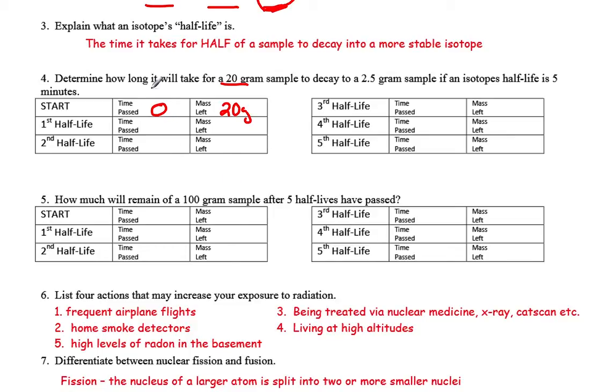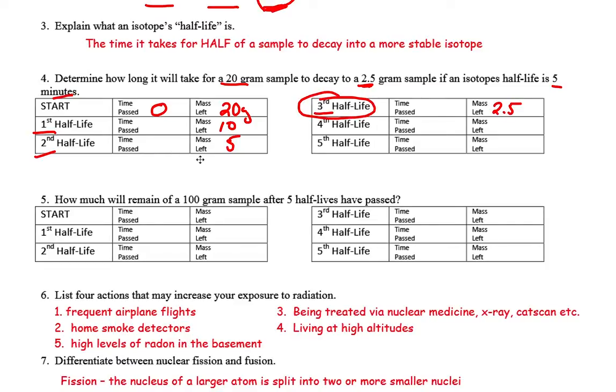Now, how long will it take for a sample to decay to a 2.5 gram sample if an isotope's half-life is 5 minutes? So we'll worry about the 5-minute business in a minute, but let's start with how many half-lives it takes to get to 2.5 grams. So 20 grams, first half-life passes, now we're down to 10 grams. Second half-life passes. Now we're down to 5. Third half-life passes. Now we're down to 2.5. So it takes 3 half-lives.